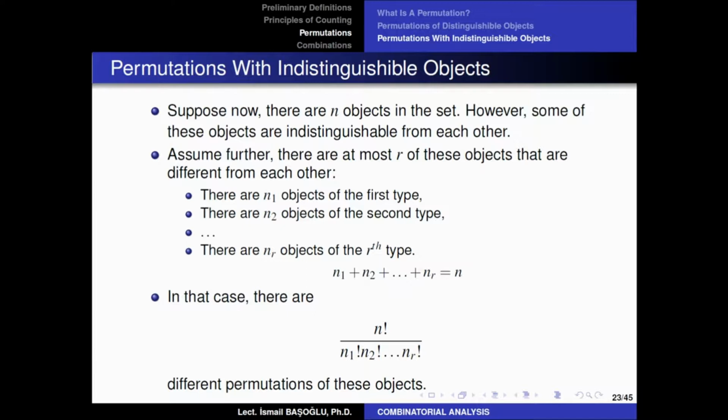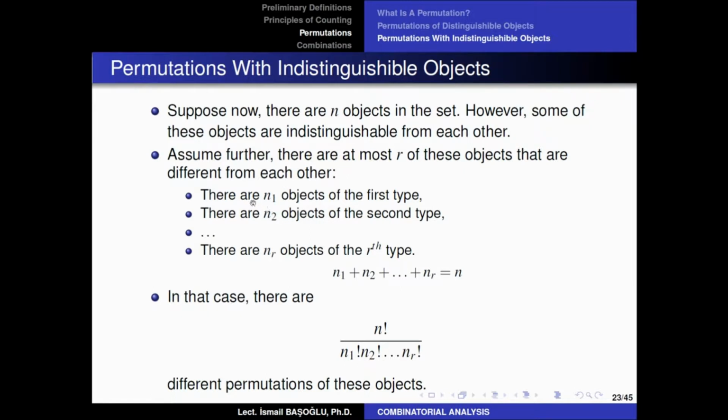So this time, if we are going to count how many permutations we have, we need to consider these swapping operations, and we need to consider the fact that we still would get the same permutation if we make a swap with the same type of objects. So let's try to understand the calculation. Suppose now there are n objects here. We have n objects. However, some of these objects are indistinguishable from each other. So we have at most r types of these objects that are different from each other.